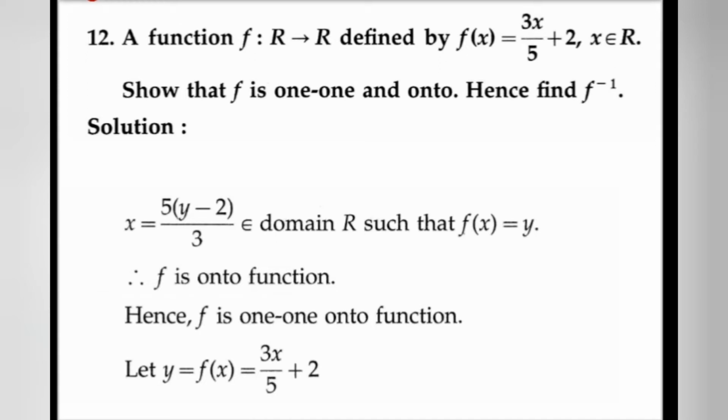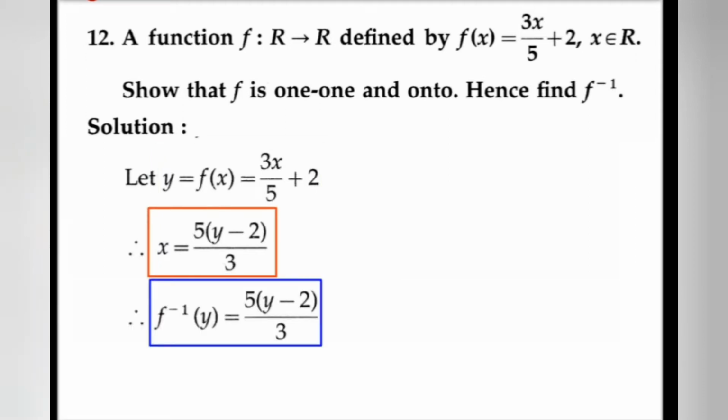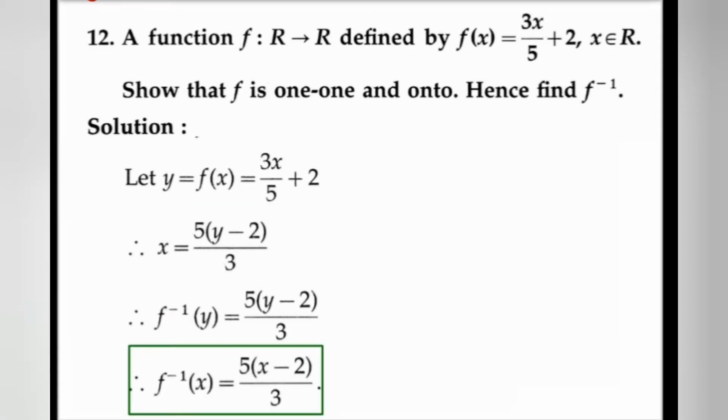Let y = f(x) = 3x/5 + 2. Therefore, x = 5(y - 2)/3, which means inverse of f of y = 5(y - 2)/3. So inverse of f of x = 5(x - 2)/3.